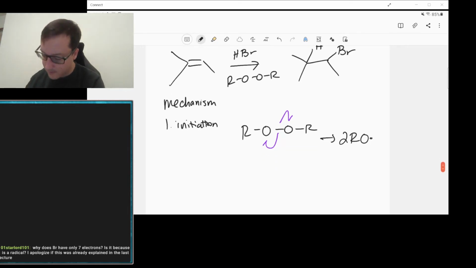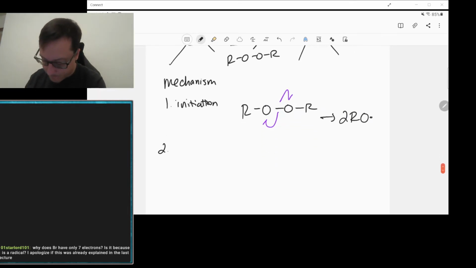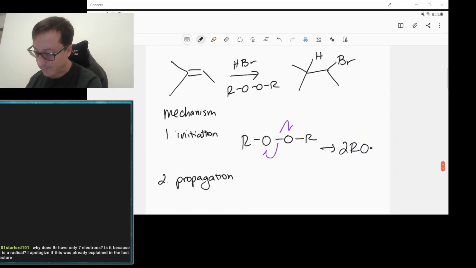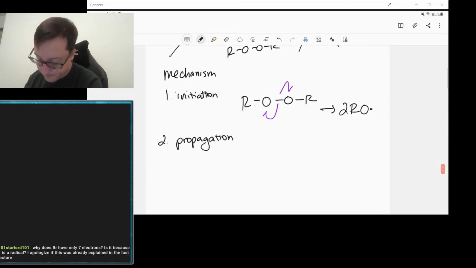What happens are propagation steps. We're going to first have some reactions happening between the HBr and the peroxide.